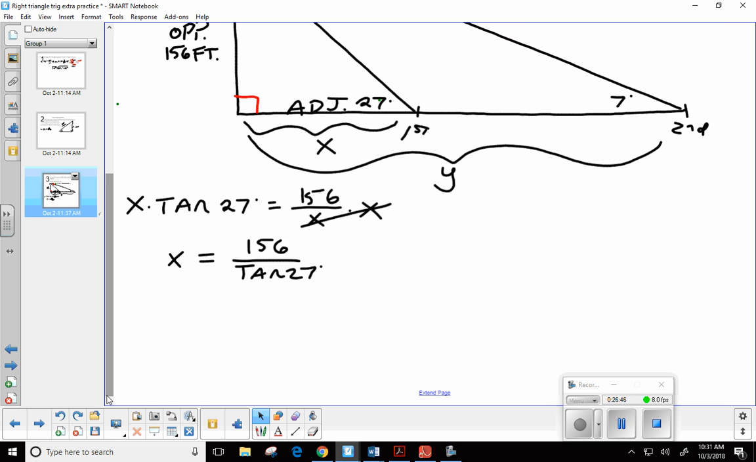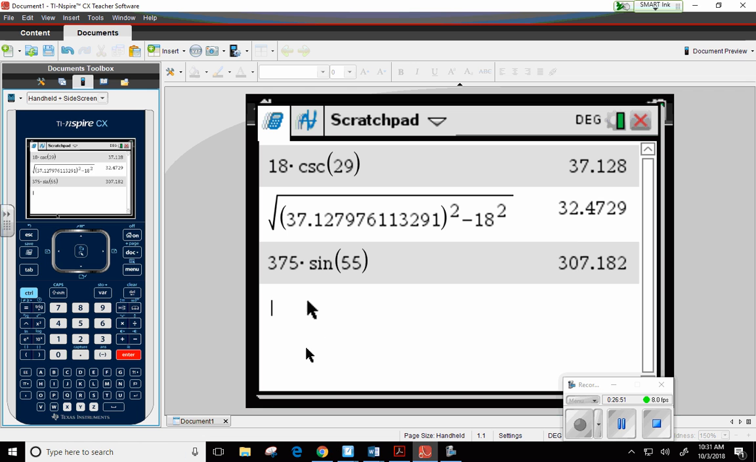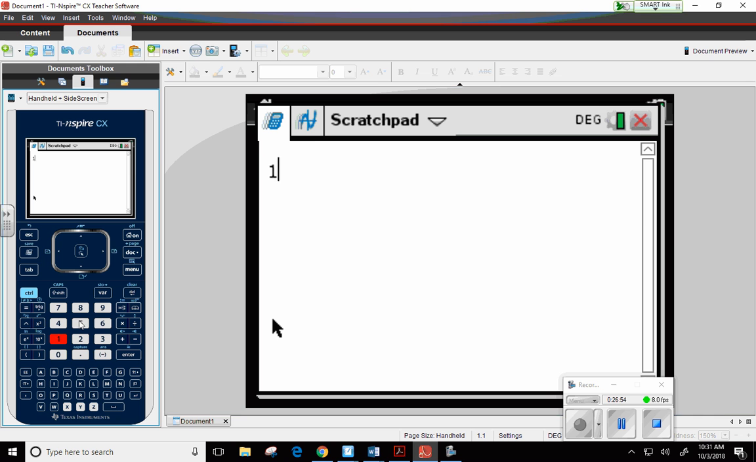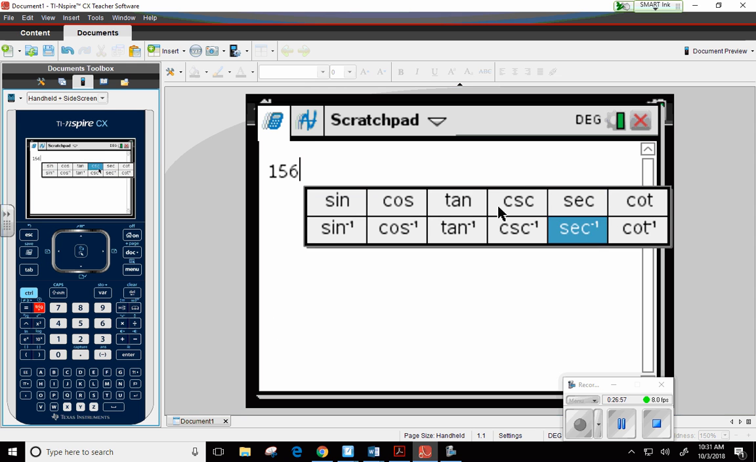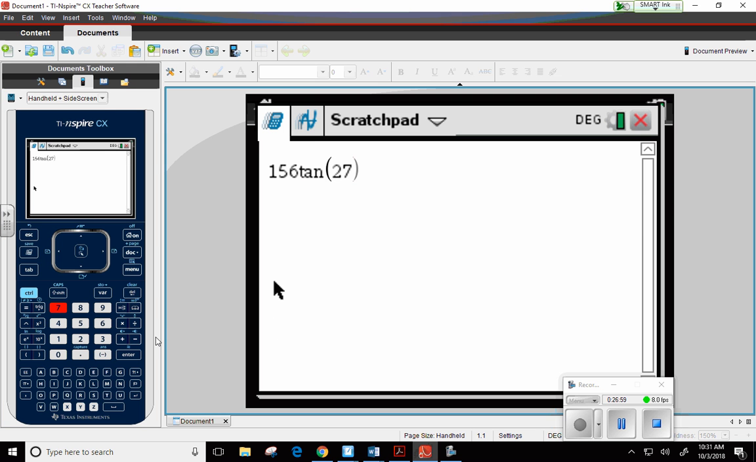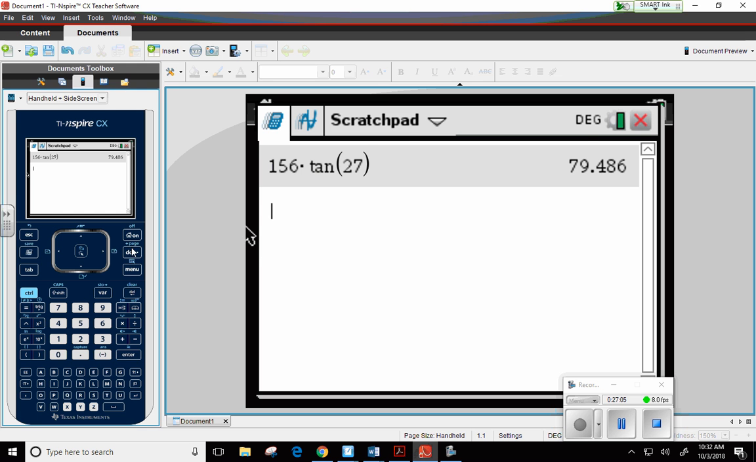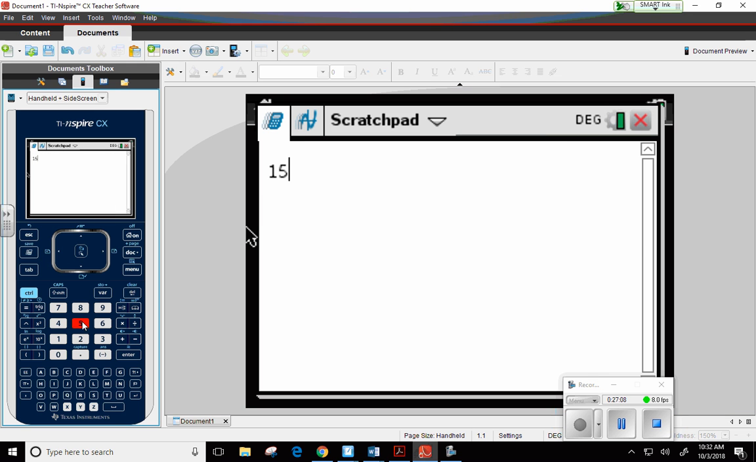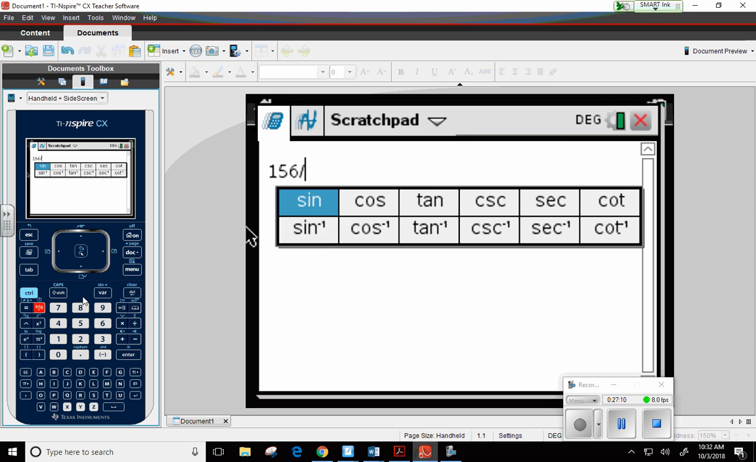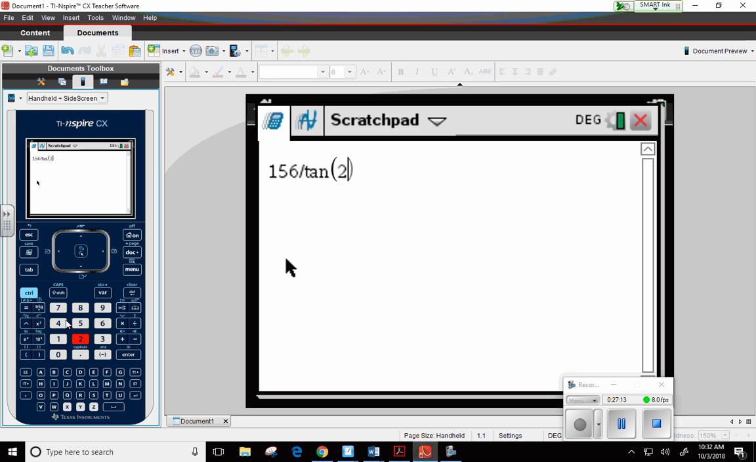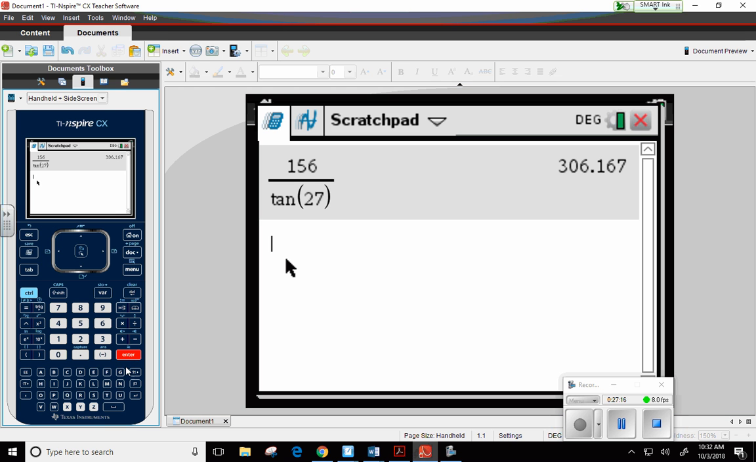So let's see, 156 divided by the tangent of 27. Let me go ahead and clear this out of here. So 156, okay, tangent 27. So I'm getting about, oops, yeah, hang on. I need 156 divided by, excuse me. Just seeing if you're paying attention. It was 27, right? Okay. All right, that's better. I'm getting 306 feet. Okay. Well, now let's just go ahead and do the same thing for the larger triangle.